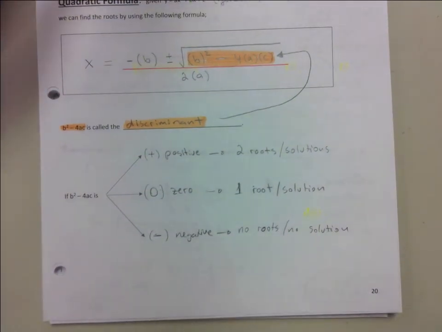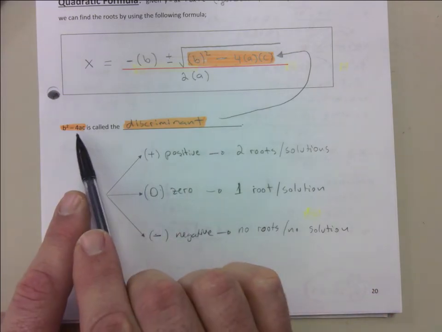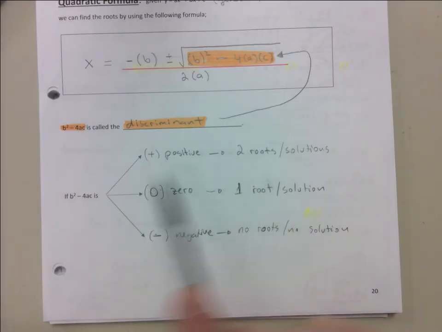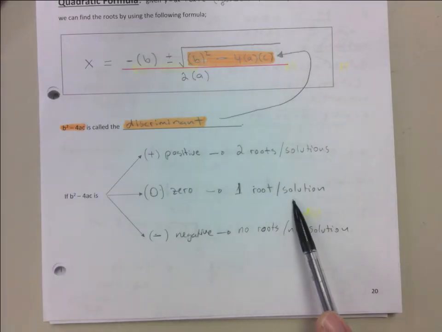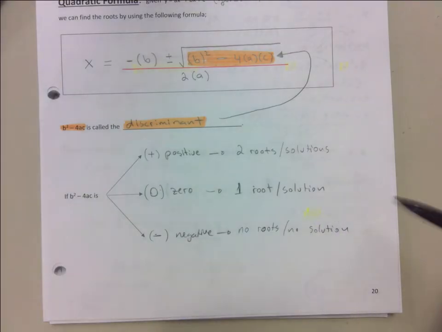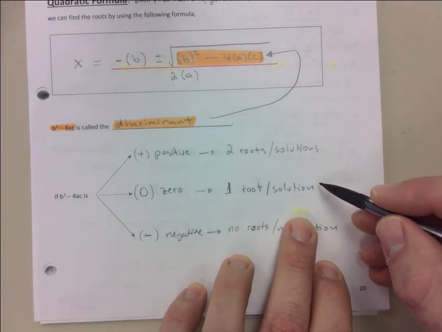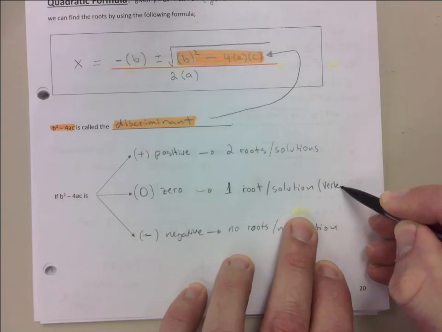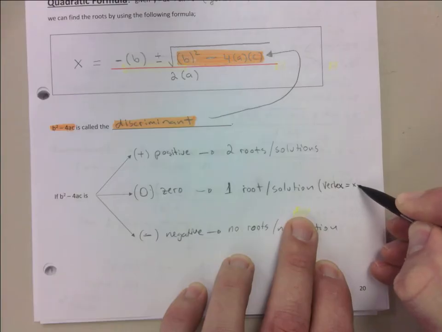So if you just do b squared minus 4ac and you get a positive, you're guaranteed to have 2 roots. If whatever is inside is 0, you only have 1 root, right? The vertex is also the x-intercept. If you want to add that to your notes, vertex is the x-intercept. This I did not have on the lesson.